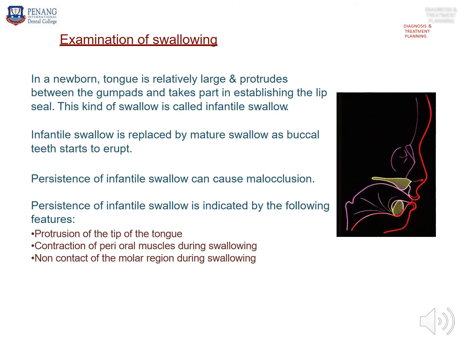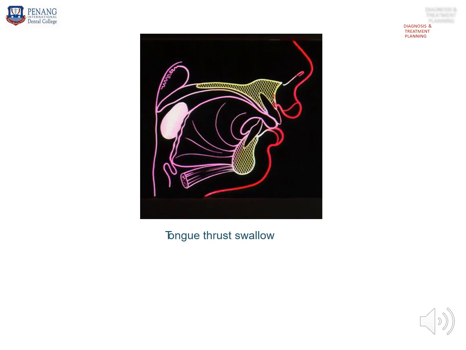The persistence of infantile swallow is indicated by the following features. First, protrusion of the tip of the tongue. Second, contraction of perioral muscles during swallowing. And thirdly, non-contact of the molar region during swallowing. This picture shows the anatomy of the tongue when the patient swallows. This is not normal because the tongue protrudes forward during swallowing. This may cause proclination of the upper and lower incisors, and sometimes it will cause spacing of the upper and lower incisor teeth.